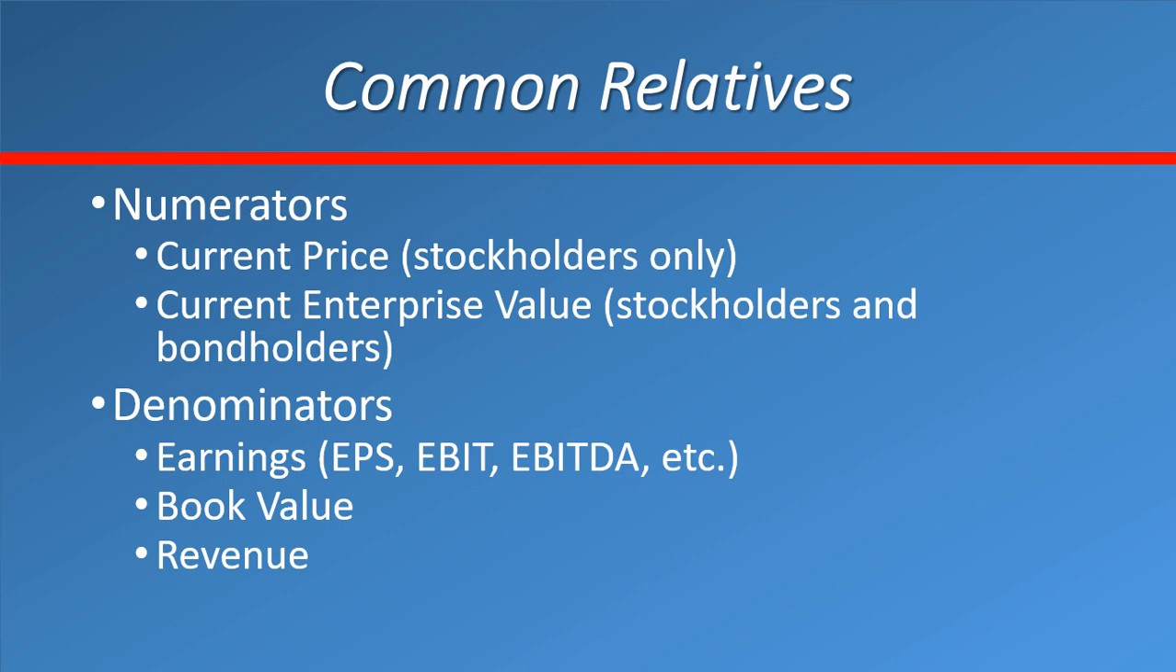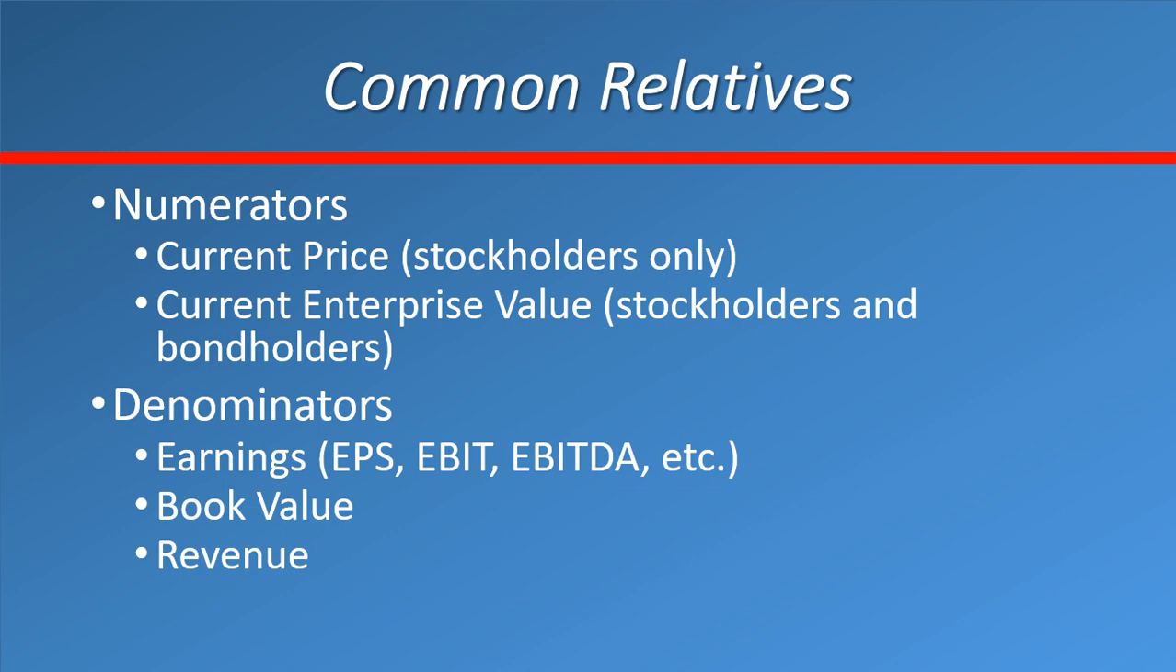So it's very important that we have the right numerators and denominators in these ratios. There are two numerators we can use in a relative. It could be the current price, which reflects only the stockholders, or it can be enterprise value. Enterprise value is the stockholder value of a firm plus the bondholder value of the firm, so it includes both stockholders and bondholders. That's important when we're selecting the denominators for our ratio. The denominators can be earnings, which could be earnings per share, earnings before interest and taxes, earnings before interest, taxes, depreciation, amortization, etc. Book value.